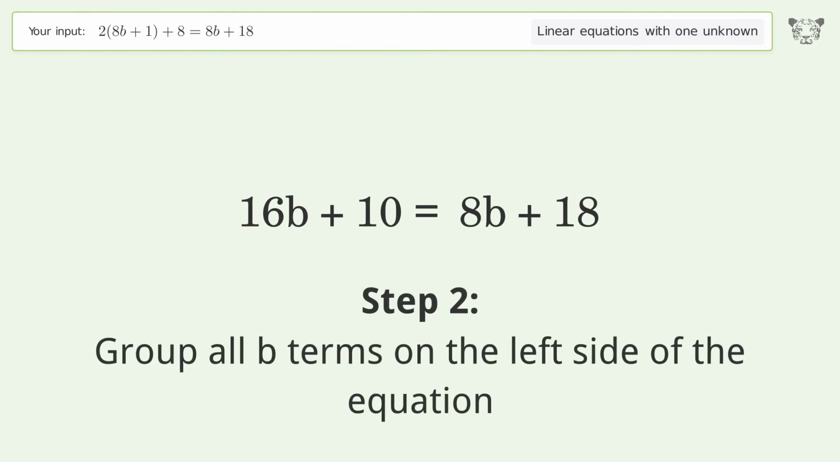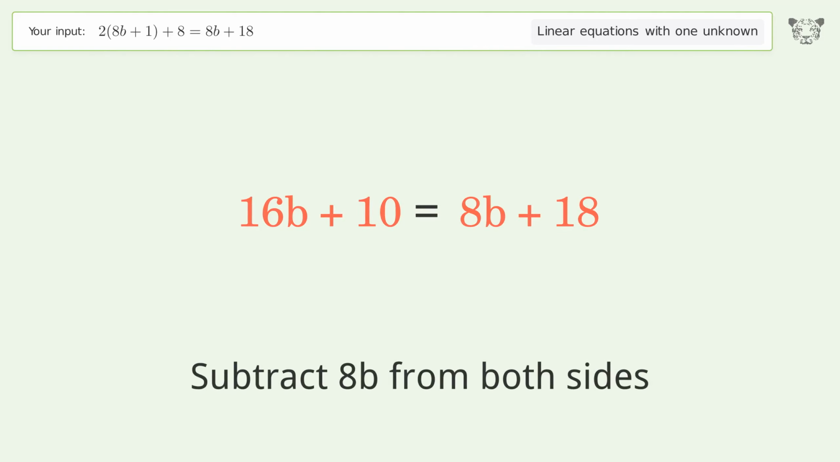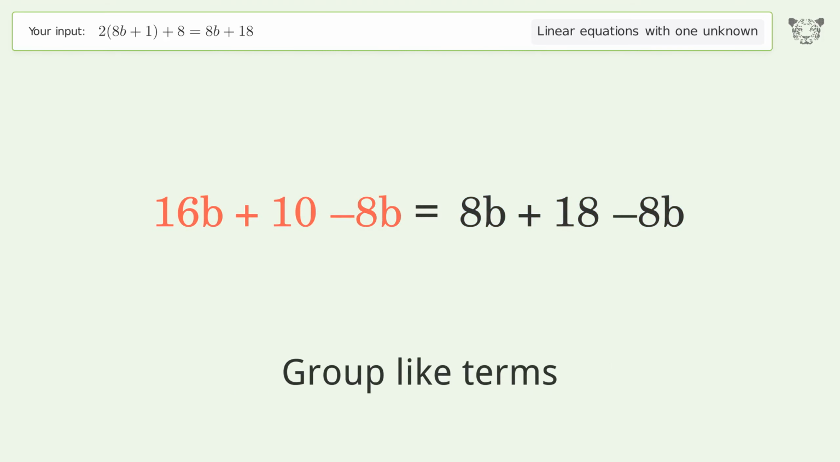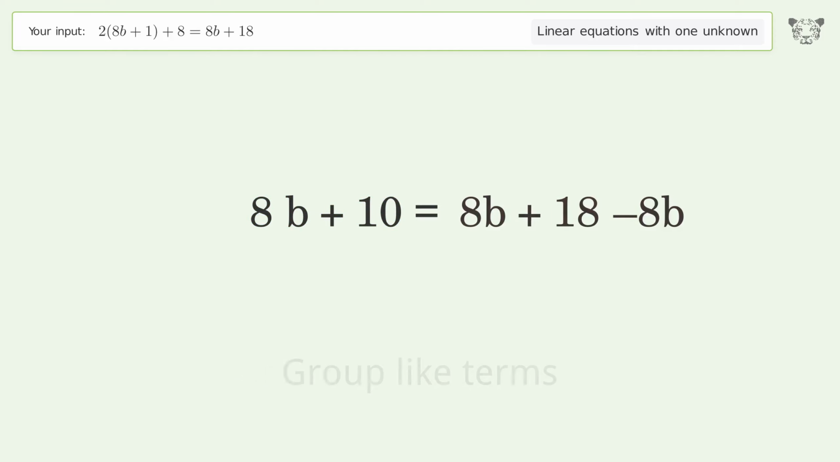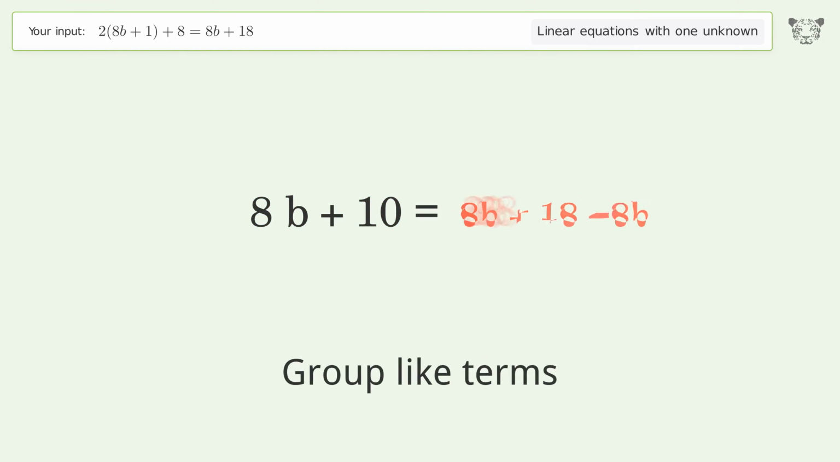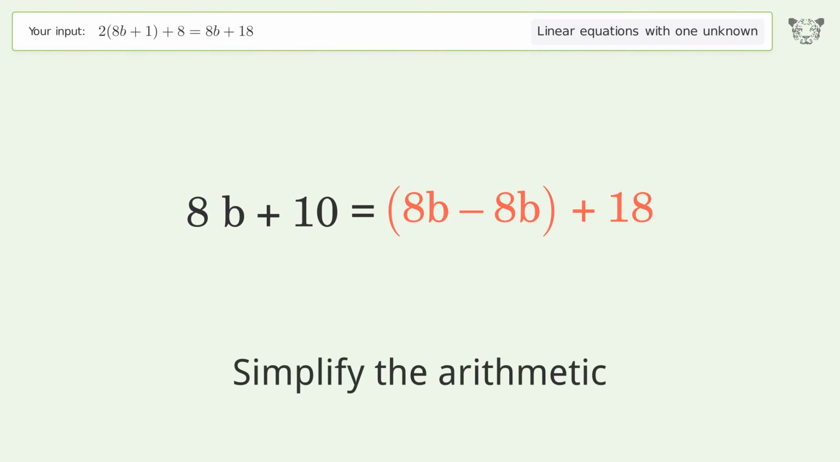Group all b terms on the left side of the equation. Subtract 8b from both sides. Group like terms. Simplify the arithmetic. Group like terms. Simplify the arithmetic.